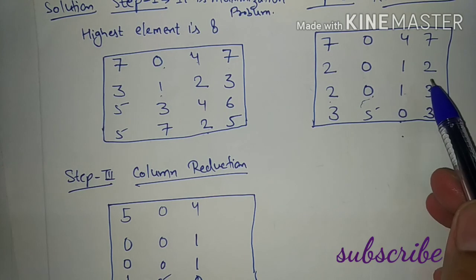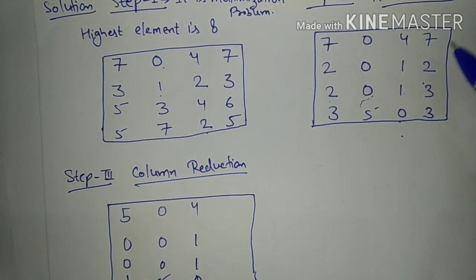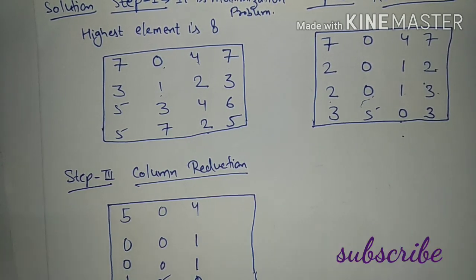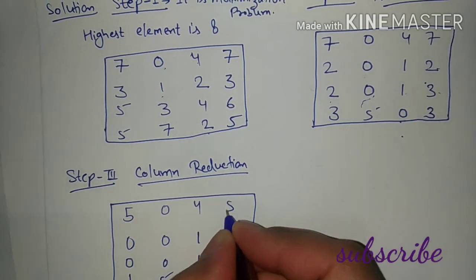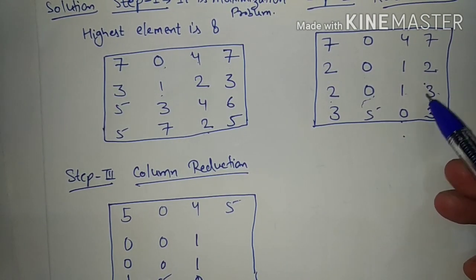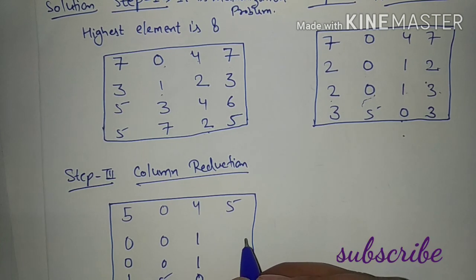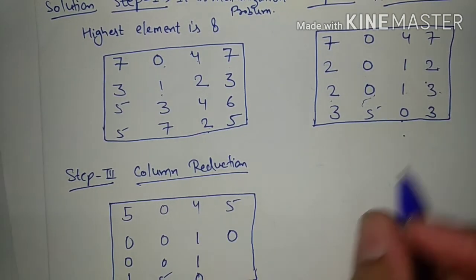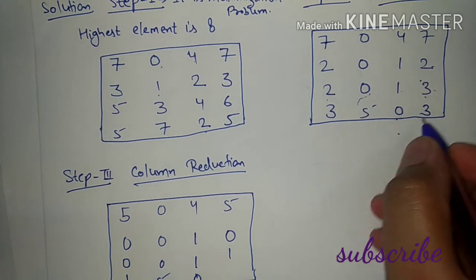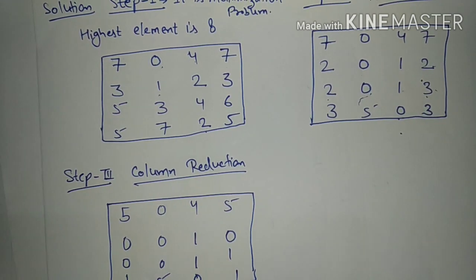In column 4, the minimum element is 2, so let us subtract 2 from each element of column 4. 7 minus 2 equals 5, 3 minus 2 equals 1, 2 minus 2 equals 0, 3 minus 2 equals 1 and 3 minus 2 equals 1.